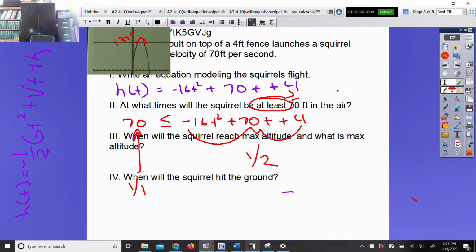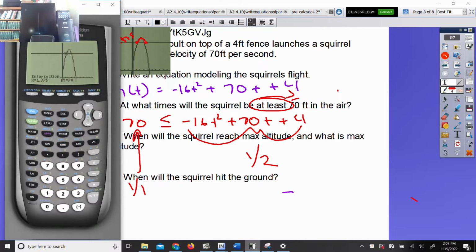Is there another intersection? Yes. Go through the same process. Hit second, trace, intersect. Take that cursor and get it close to the second intersection. Just like before, how many times do you press enter? 3. That's all you do. You should get 3 seconds on the money.